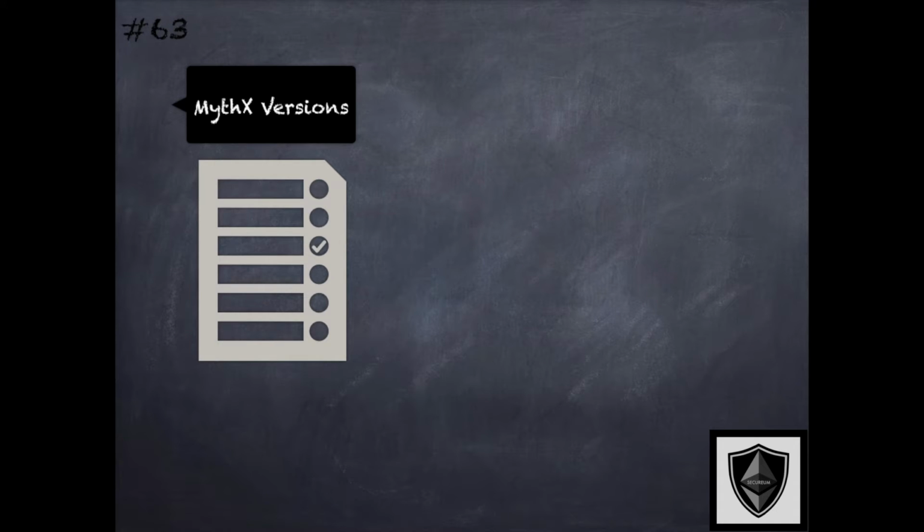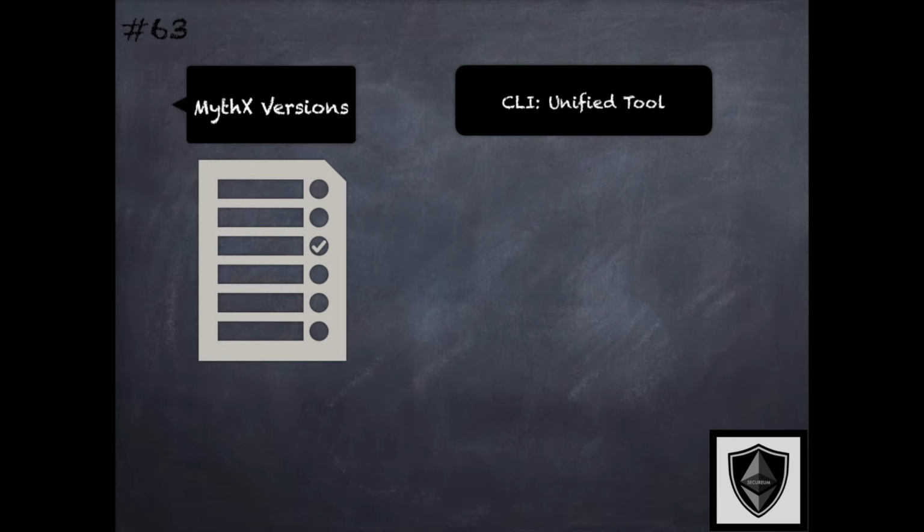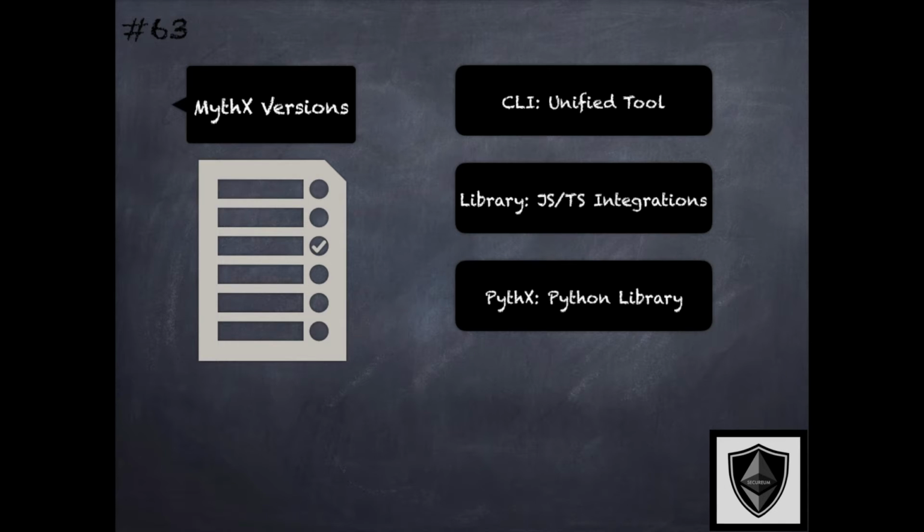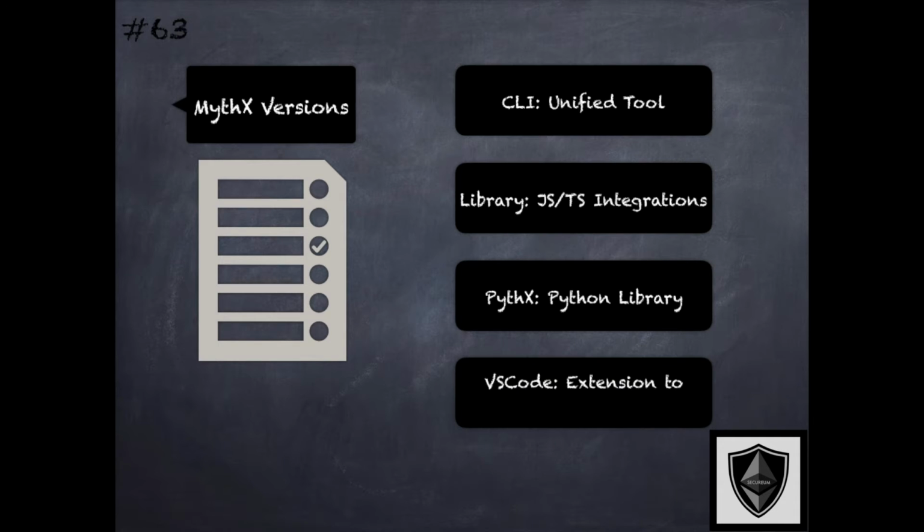Mythex comes in different versions so that it can be accessed via multiple ways. There is a command line interface version that provides a unified tool access to Mythex. There is Mythex.js, which is a library to integrate Mythex in JavaScript or TypeScript projects. There is a Python library, Mythex, to integrate Mythex in Python projects. And finally, there is a Visual Studio Code extension for Mythex that allows a project to scan smart contracts and view the results directly from the code editor.